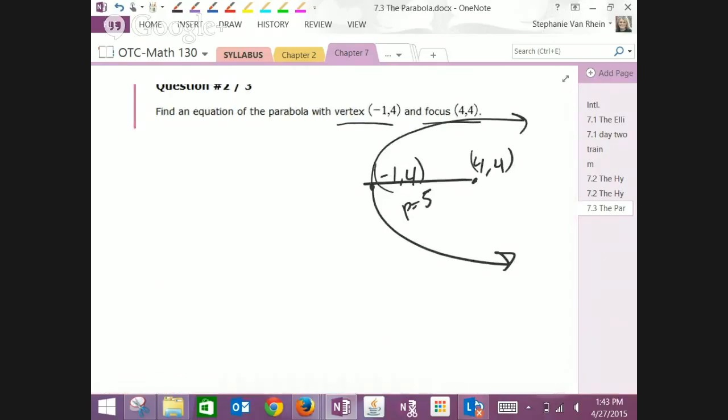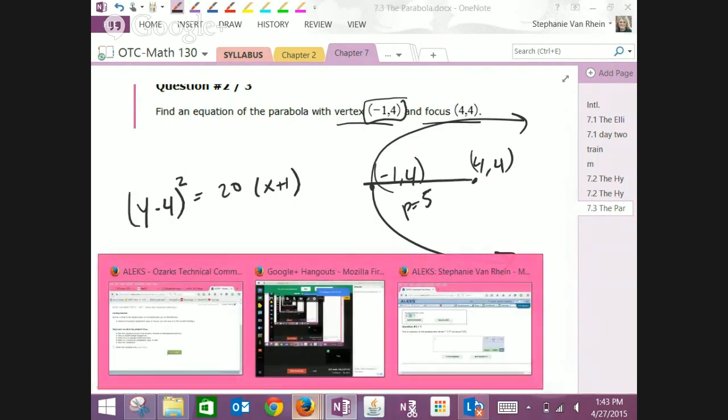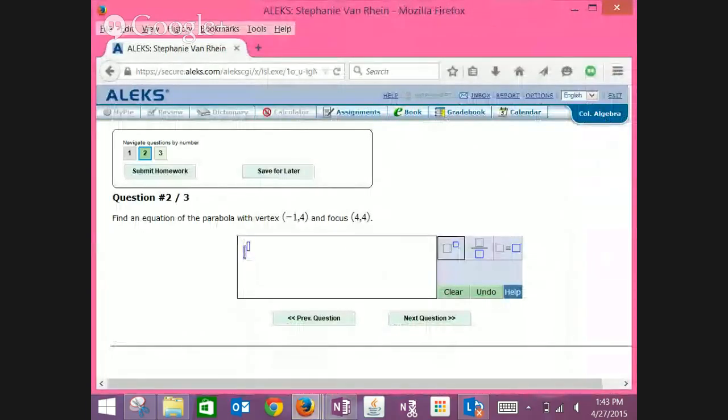So the y component is squared here. This is the vertex, so I have (y - 4) squared equals 4 times 5, (x + 1). You guys agree with that? So I can put 20. So (y - 4) quantity squared equals 20(x + 1). Is that what I had there?